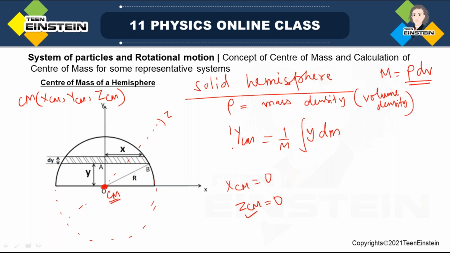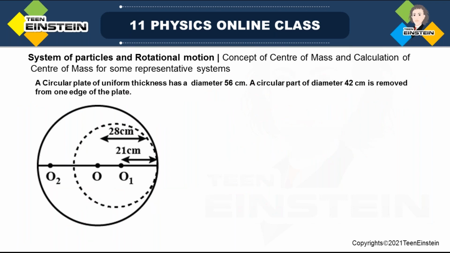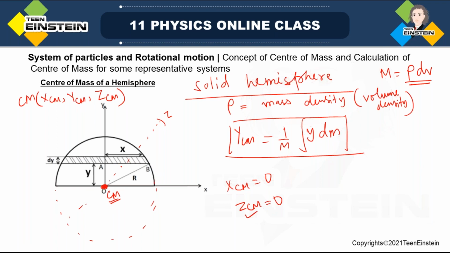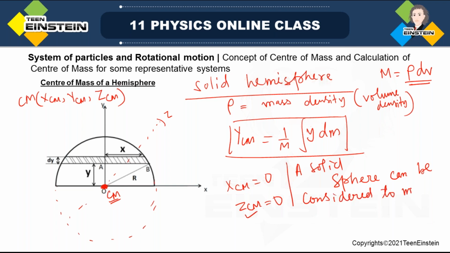See what we have to do, we have to calculate this thing. Other things are 0. To do that, you have to consider that any solid sphere can be considered to be made up of a large number of disks. Okay, a large number of disks.